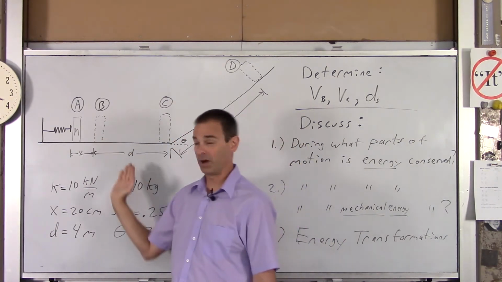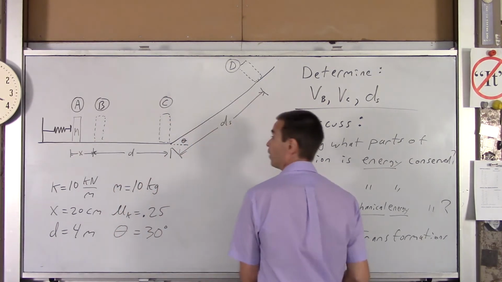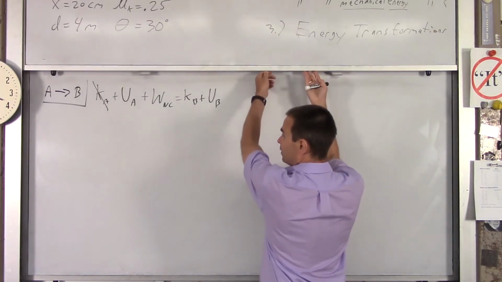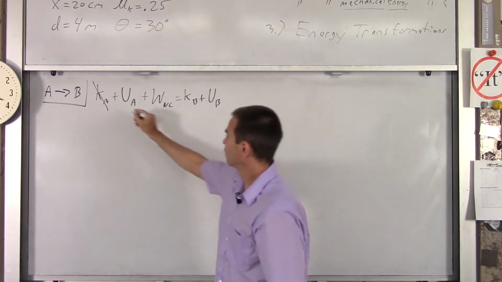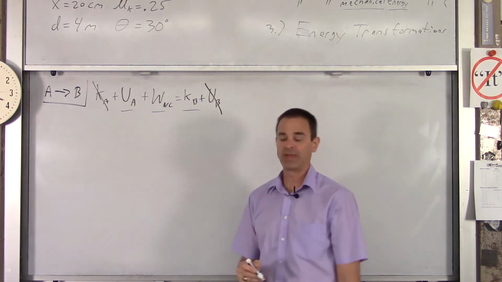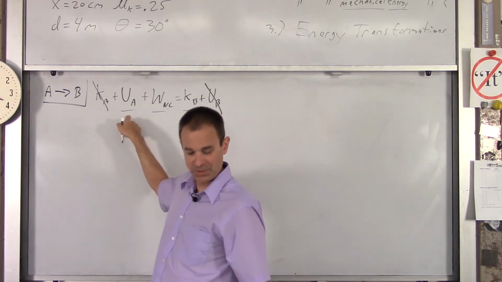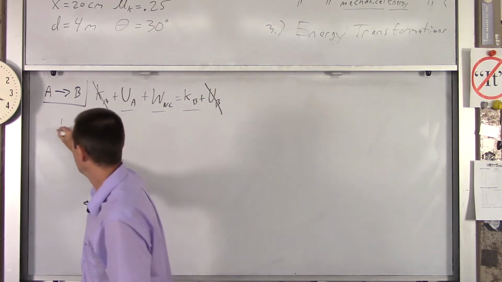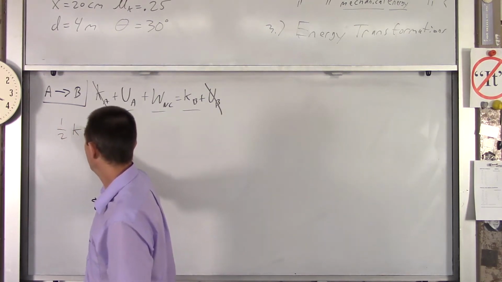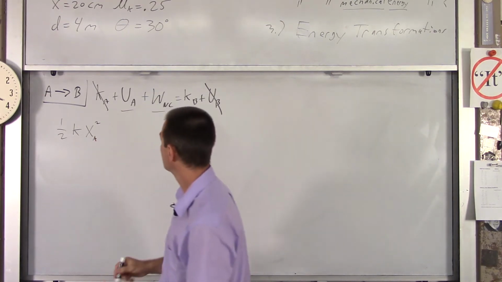The spring is now uncompressed and there's no change in height in this problem. So there's a term here, there's a term here, there's a term there. This is 0 at point B. Potential energy for a spring, what's the equation? Well, it's 1/2 kx squared, and I'll put x sub a.